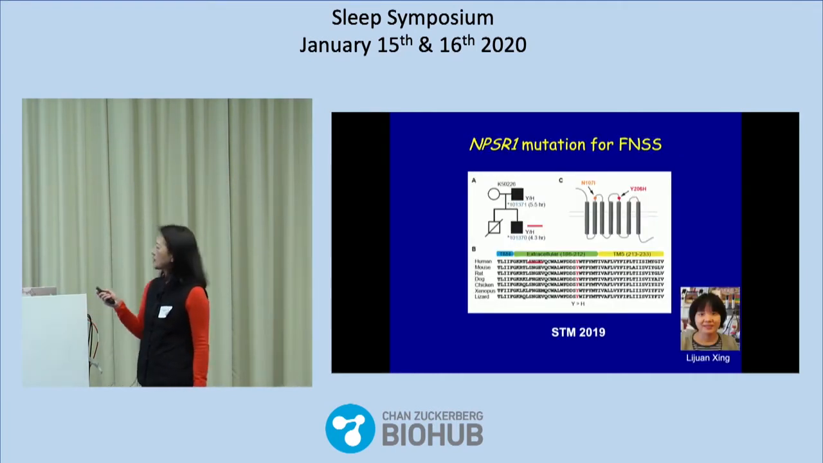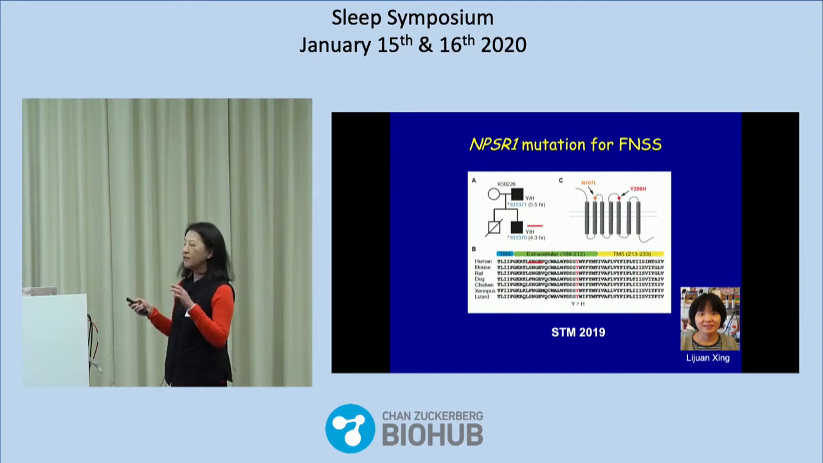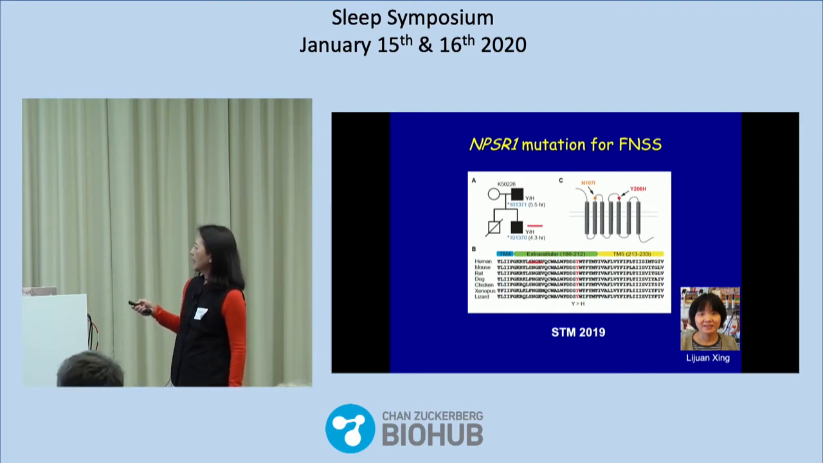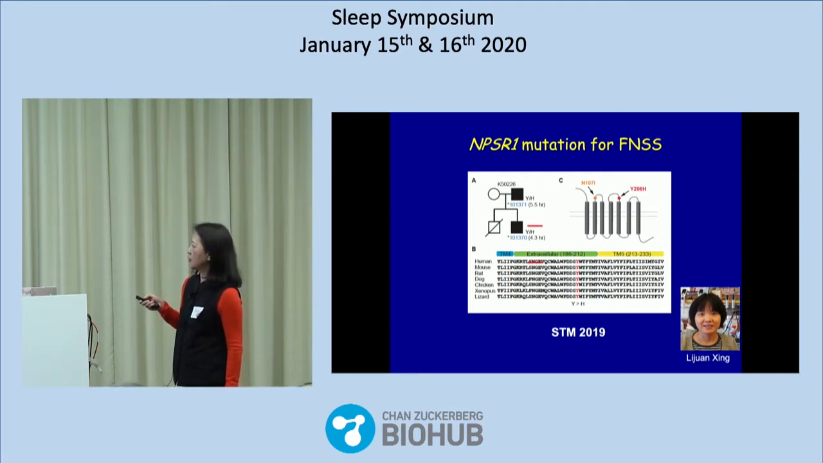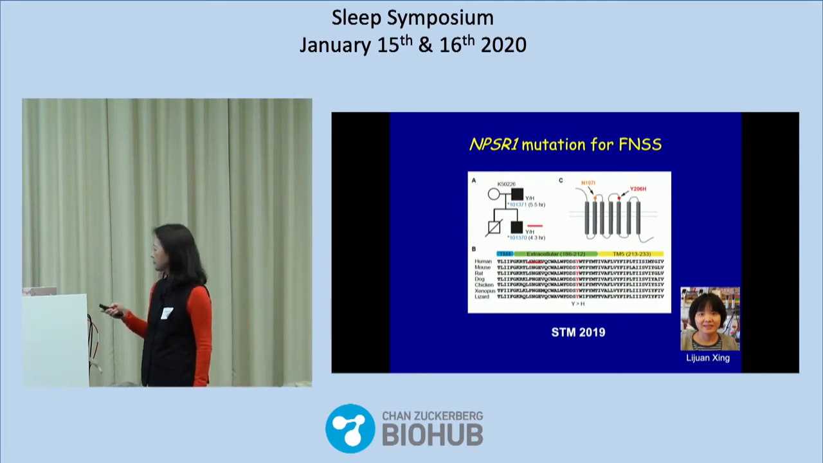Now, in the next few minutes, I want to talk briefly about the third mutation we found, because there's a point I want to make here. The third mutation we found is in a gene called MPSR1, and this project was done by another very outstanding postdoc, Li Junxing here. MPSR1 encodes MPS receptor 1.